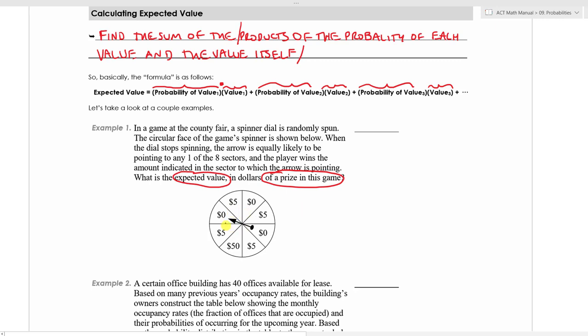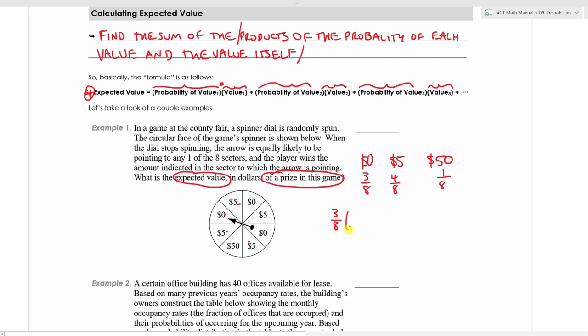We've got 8 sectors here, but really only 3 values. We have the $5, we have the $0, and we have the $10. I'm sorry, the $50. There is a 3 out of 8 probability to get a $0 amount, a 4 out of 8 probability to get the $5 amount, and then there is a 1 out of 8 probability to get the $50 amount.